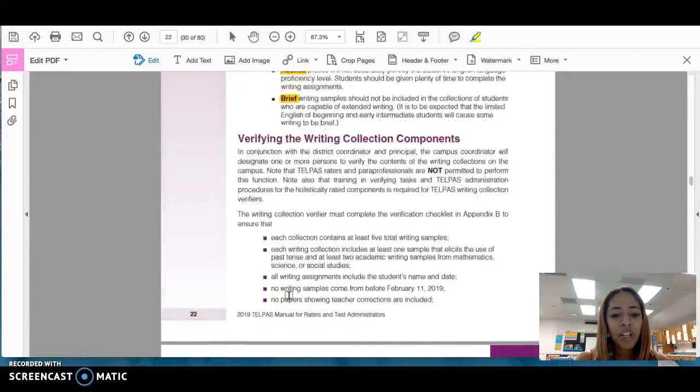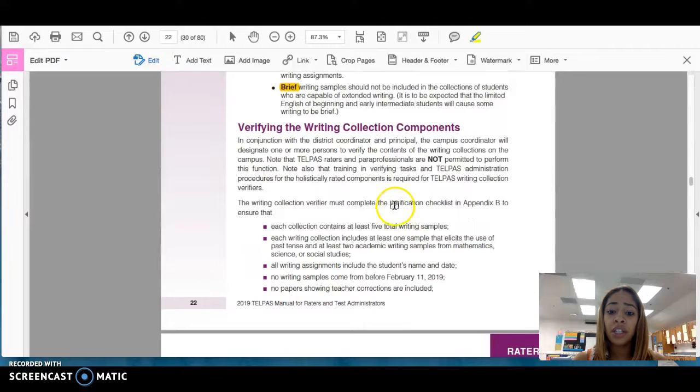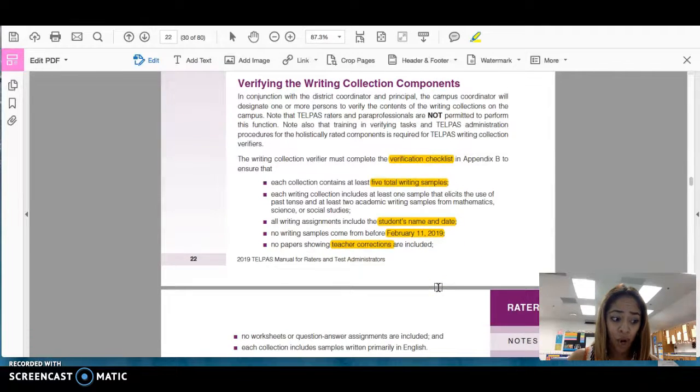And then the next part is verifying the writing collections. This is what is going to be on the verification checklist. So it's just something that you will go through and initial each of those boxes that each student has the 5 writing samples, 1 passed, 2 from math or science or social studies, that all of them have the student's name and date. And those dates cannot be before February 11th, and of course no teacher corrections. So this is just some really important parts.